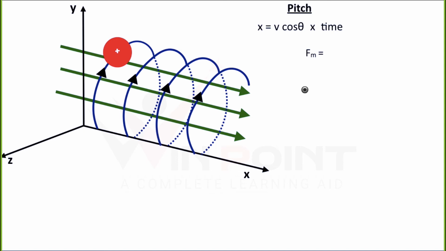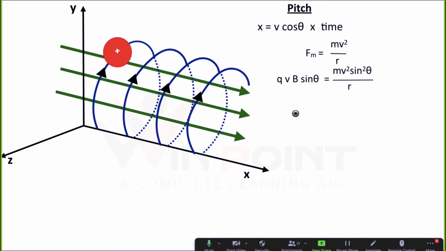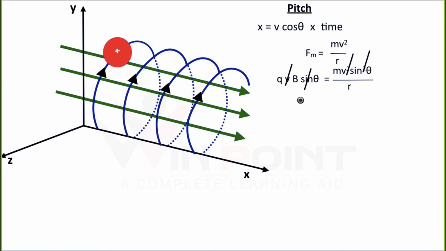If there is a rotation, there will be a centripetal force, mv square by r. Fm we are giving as qvB sin theta, because the rotational motion is because of the sine component. qvB sin theta is equal to mv square by r. I am changing this to mv square sin square theta by r. We can cancel sin theta. We can cancel v also. One v will be remaining here. It will be qB equal to mv sin theta by r. From here, v equal to qBr by m sin theta.